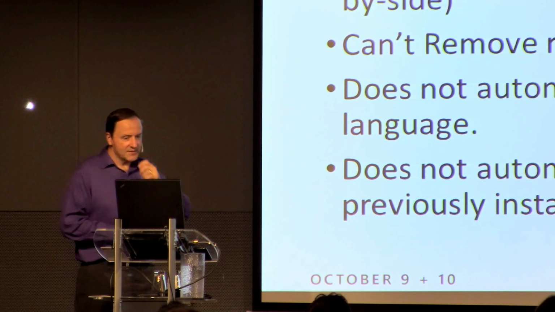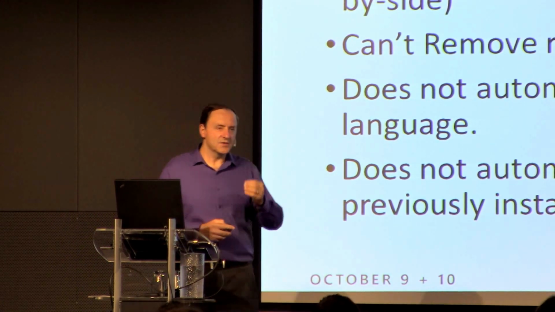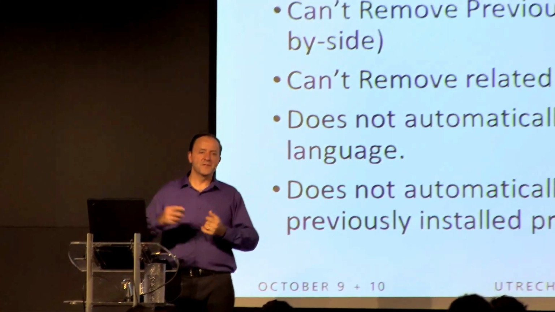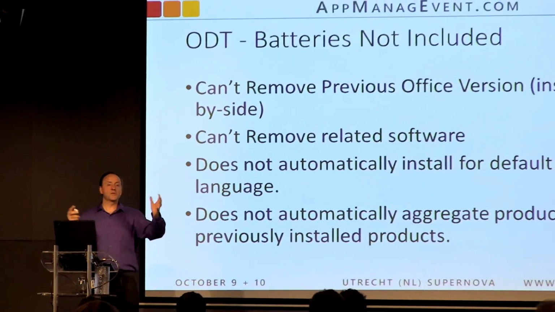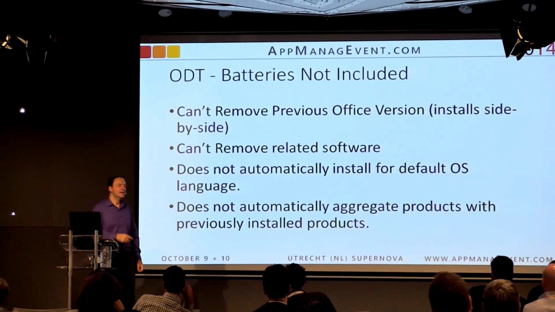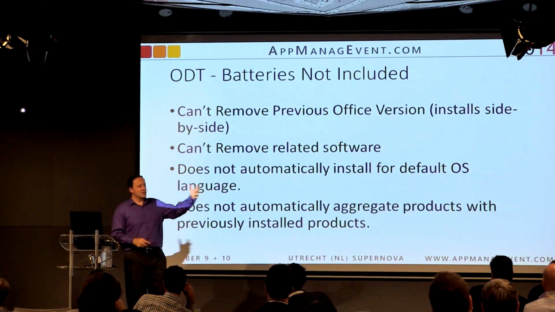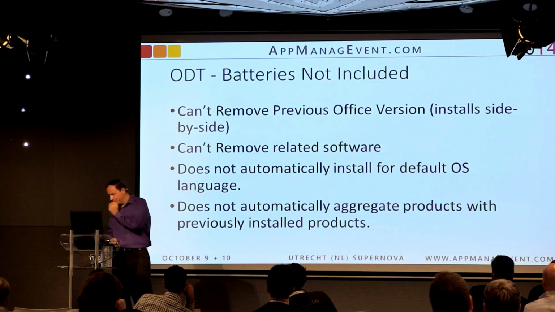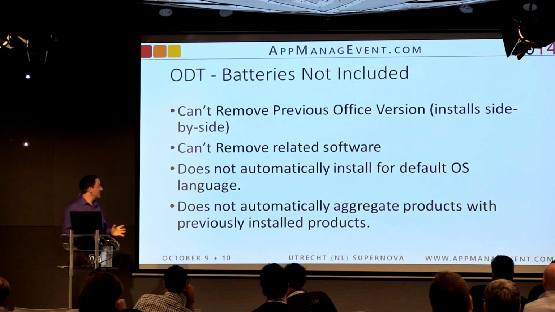ODT, what can it not do that you're used to from Windows installers? Everybody's like, oh, Windows installer killer is coming along. First it was .NET, copy your application. Then it was ClickOnce, and now it's Click-to-Run. And everybody's always asking, pardon me, is this the MSI killer?